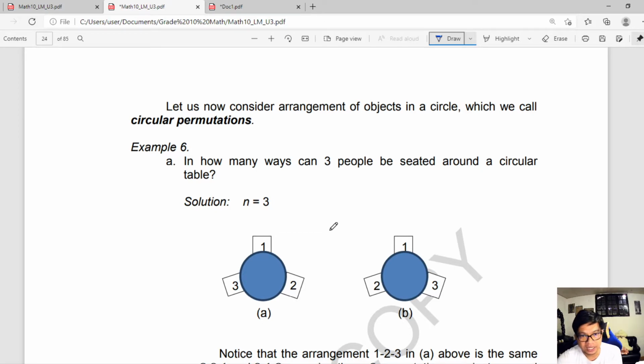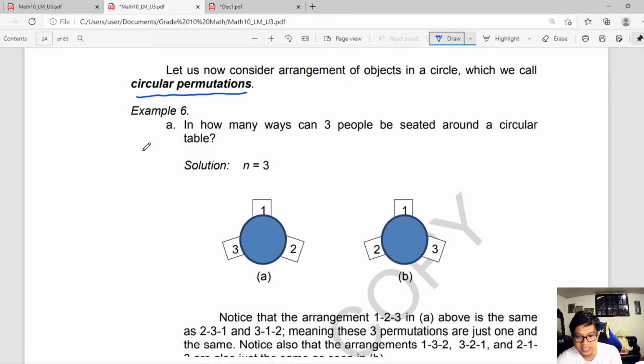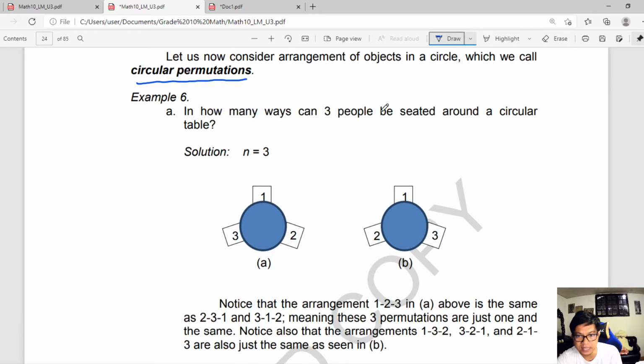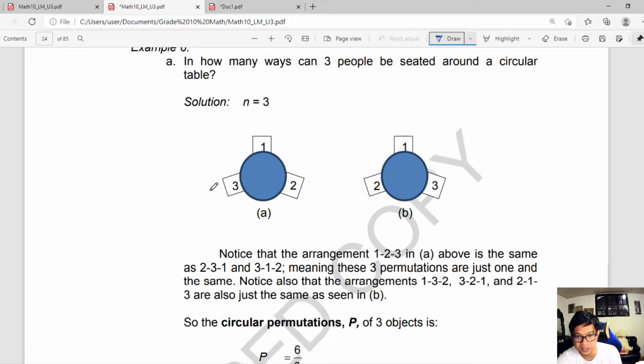Ano ba ang circular permutation? So, from the word circle, ang circular permutations, ginagamit ito siya if we're going to arrange a particular object sa circle. So, let's have this one. In how many ways can 3 people be seated around a circular table? Solution. So, there are 3 people. So, the n is our 3.